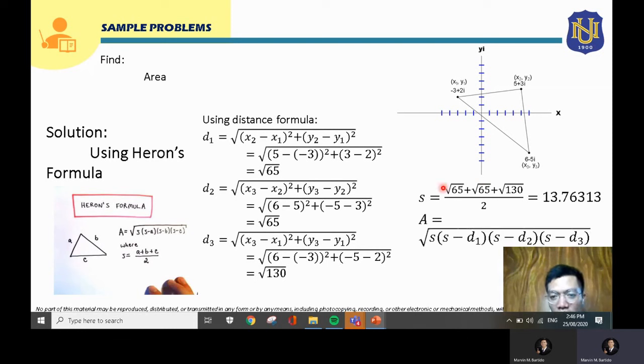Substituting the value of S into the formula for solving for area, the area is equal to the square root of S times (S minus D1) times (S minus D2) times (S minus D3). You can store S in your calculator so that you will not have to input everything again, then substitute those values in our formula. That will give you an answer of 32.5 square units. Since this is area, we add square units as the unit. So that will be the answer for this problem: the area is equal to 32.5 square units.